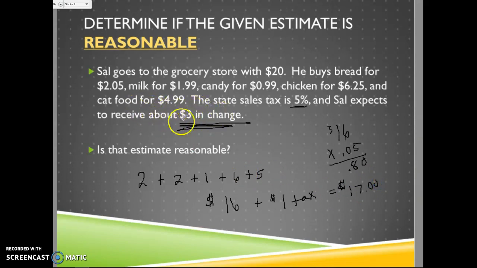So then think about your question now. Is it reasonable to expect him to have $3 back in change? If he's starting with 20 and we subtract the 17, that $3 is a reasonable answer. So I would say yes, that estimate of $3 is reasonable.